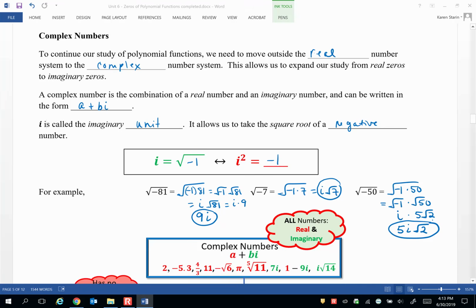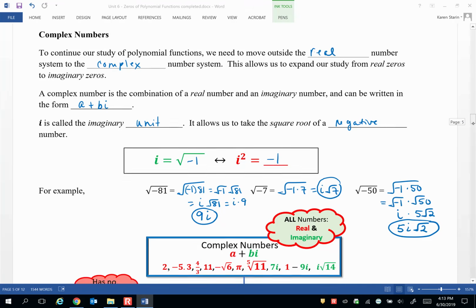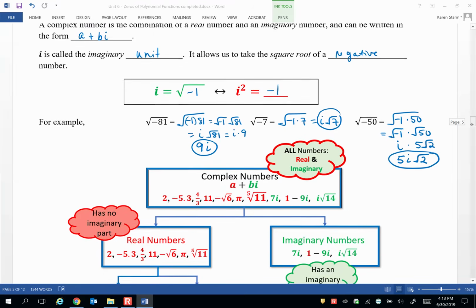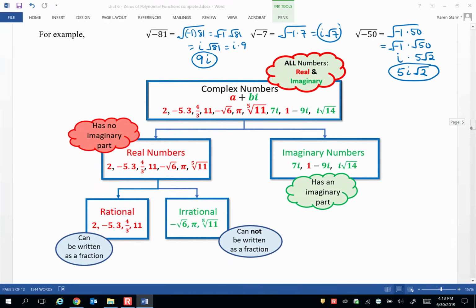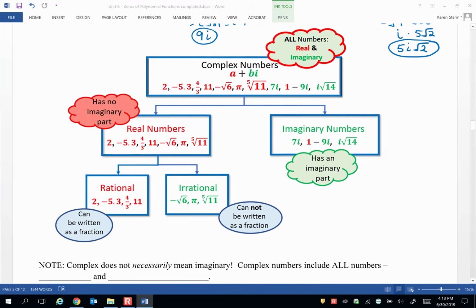So the complex numbers include real and imaginary numbers and combinations thereof. Real numbers just have no imaginary part. Imaginary numbers have an imaginary part. Furthermore, in the real number system, we can have rational numbers and irrational numbers. So remember, irrational numbers cannot be written as fractions.